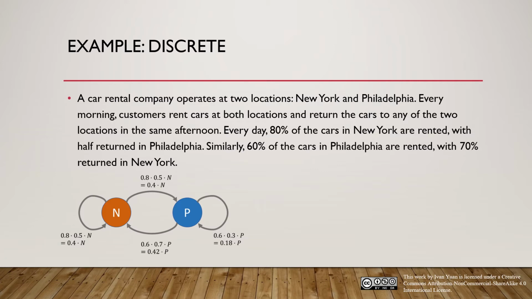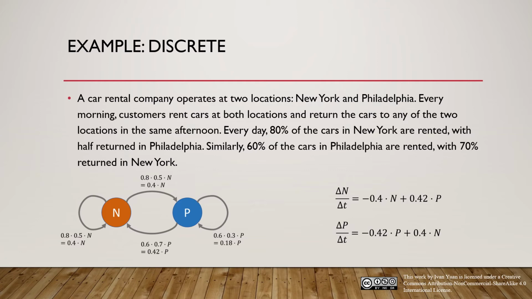And thus, we can write our discrete dynamical system, and that is our difference equations. It looks like this. We use delta because it's discrete, and it represents the change of the cars in New York over time, which equals negative 40% times the number of cars in New York, because these many cars leave, plus 42% of the number of cars in Philadelphia. And the change of the number of cars in Philadelphia is negative 42% of the number of cars in Philadelphia, which is leaving, plus 40% of the cars in New York, which came in.